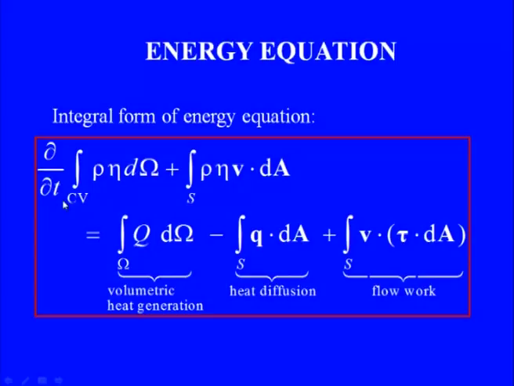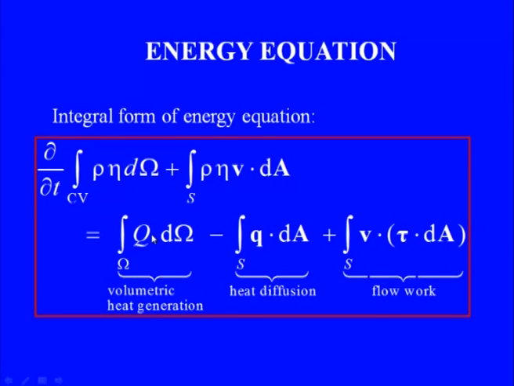So on the left hand side we have del by del t of the integral of rho eta dV. This is the time rate of change of the stored energy in the control volume. The second term gives us the flux rho eta V dot dA, the flux of energy going out of this control volume. On the right hand side, the first two terms account for the heat transfer: Q dV is volumetric heat generation, and the second one is heat diffusion. The next term is V dot tau dot dA. This term we also refer to as flow work. Plus we have to include here the work done by body forces, which is missing in this expression at the moment.